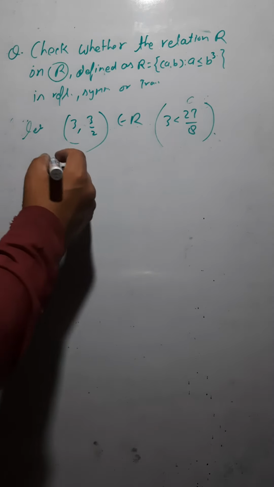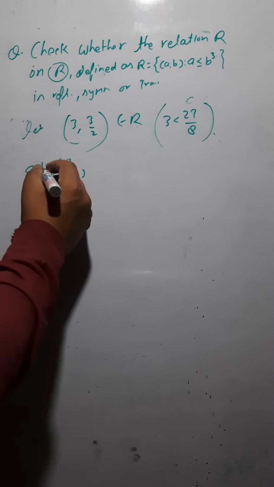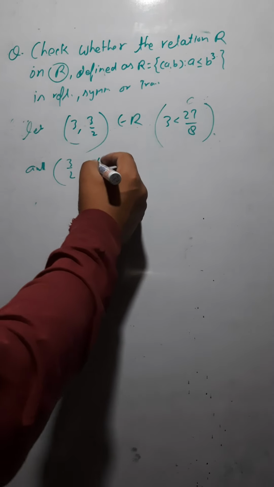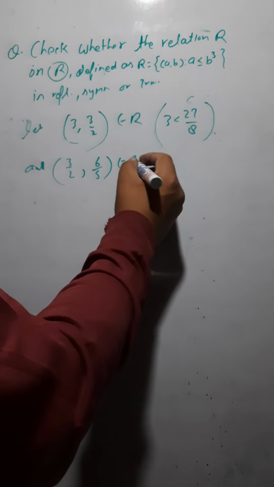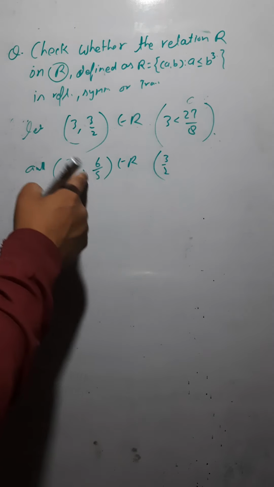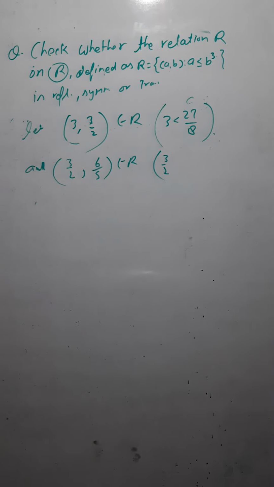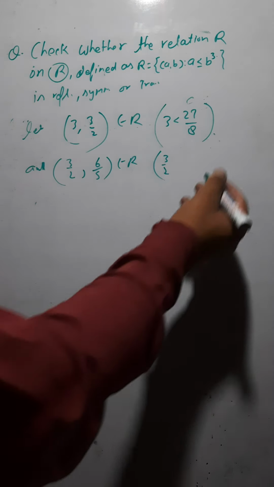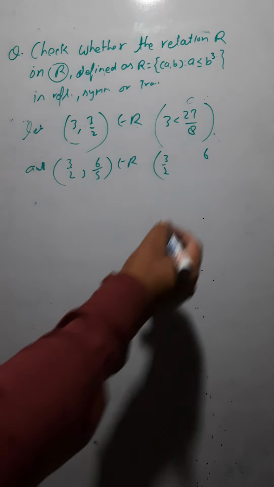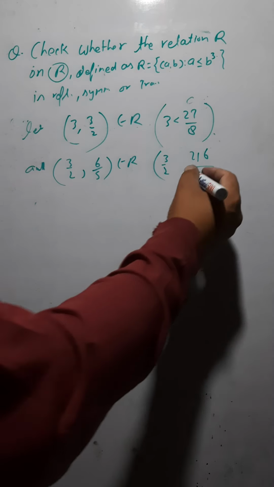Okay, now we would take another element, let's say 3 by 2. Let's take another element 3 by 2 and let's say one more element, that is 6 by 5. So this is there also in the relation. We can check it. First element, that is 3 by 2, and the cube of the second element: 6 multiply 6 is how much? 6 sixes are 36, carry 3, 6 threes are 18, 18 plus 3 is 21, 216. 5 fives are 25, 125.